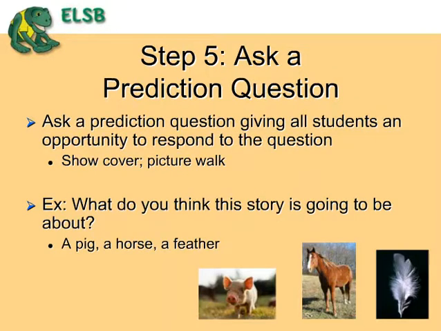Then we go to step 5, which is asking a prediction question. You may ask a prediction question and have all students give an answer, but usually teachers will use a cover of a book and say, what do you think the story is going to be about? And in Charlotte's Web case, we have a pig, a horse, or a feather. And remember, there's never a wrong answer, so they can answer however they'd like. But this is a great way to have those students that have AAC devices participate. You may have to pre-program the choices for them or get symbols or a picture response board. But again, this is a great way to get those students involved in a Building with Stories lesson as well.